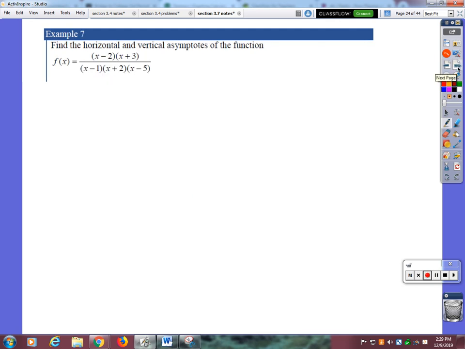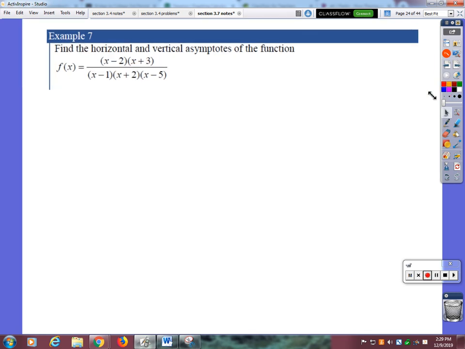Okay, what about this one now? So let me save you some trouble. To figure this out, remember that we're only concerned with the highest exponent term. So I don't have to FOIL the whole x minus 2 times x plus 3 thing out. What's my highest term going to be on top? X squared. What is my highest term on the bottom going to be? X cubed. Okay, so that means that this is a case of what? Bottom heavy.